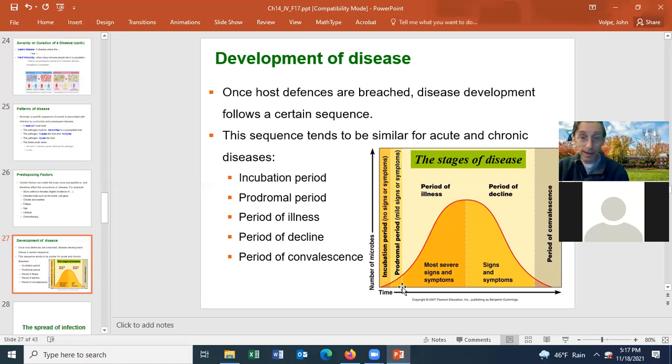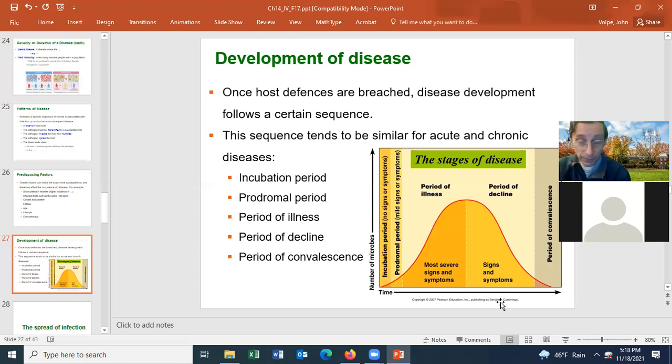So the point is that you don't have to go through all of these stages of disease. You always have the incubation period, I guess. And that one's always true. And I suppose for every disease, you always have a period of convalescence. But all the others may be there or they may not be there. Generally, an illness will go through all 5 stages, but they don't have to.